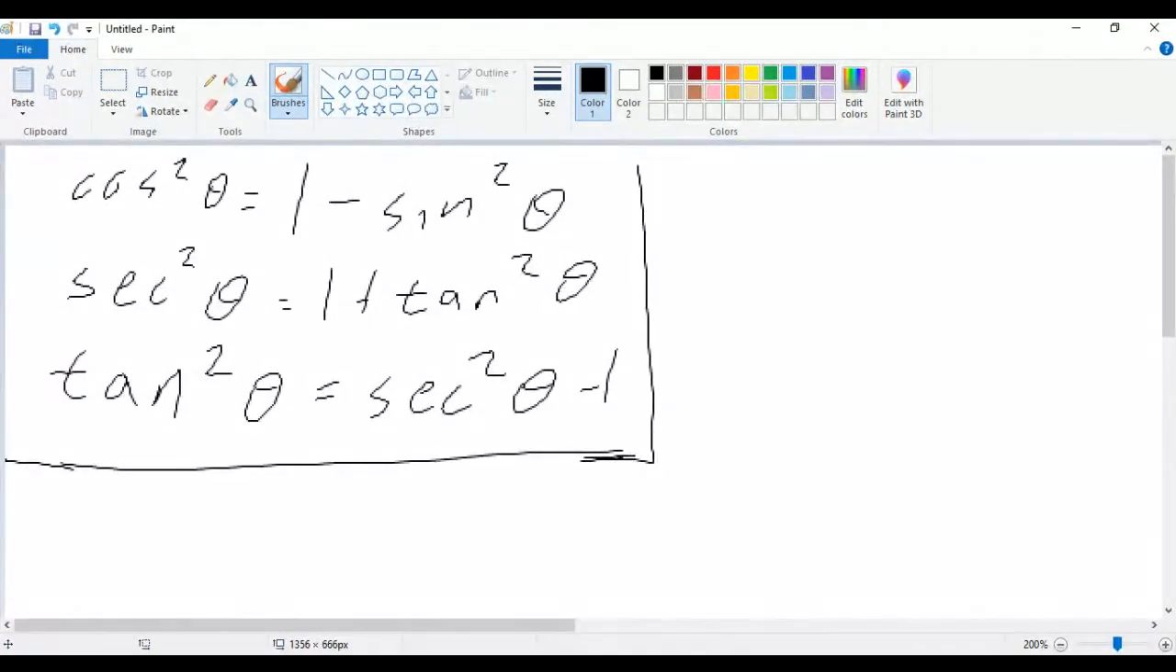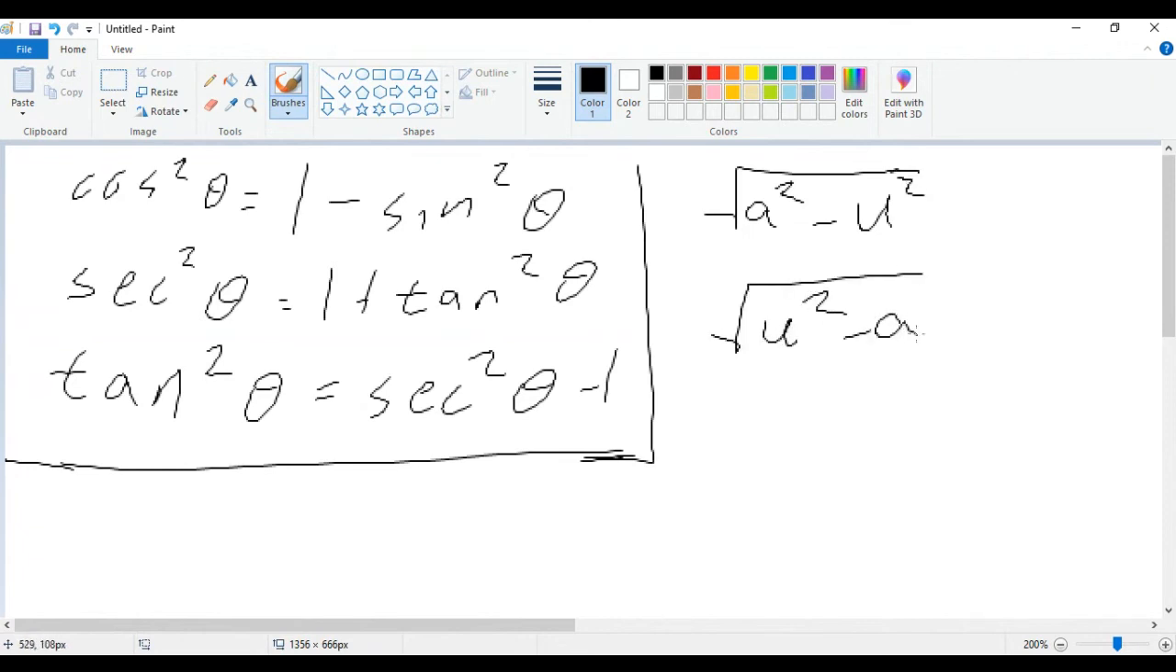Trig substitution is a very powerful tool for integration because it lets us solve integrals that take the form, for example, square root of a squared minus u squared, where a is a constant, or the square root of u squared minus a squared, or the square root of u squared plus a squared. And what you'll notice is there's actually a parallel between these trig identities and these three square root forms.